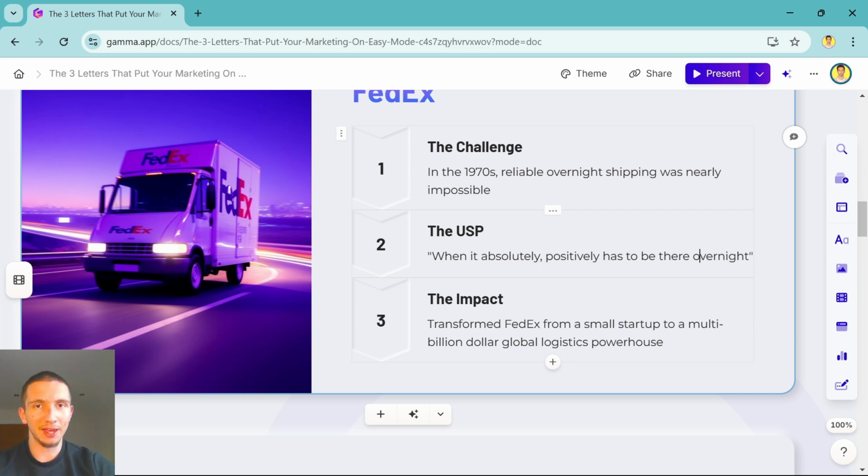This was like the modern day AI. It was completely out of the world. It's like, whoa, you can do this? It's reliable and it comes overnight. That's how strong the USP was. And FedEx noticed they did this better than anybody else and they had the power to do this. So they doubled down on it in their marketing. And this transformed FedEx from a small startup to a multi-billion-dollar global logistics powerhouse.